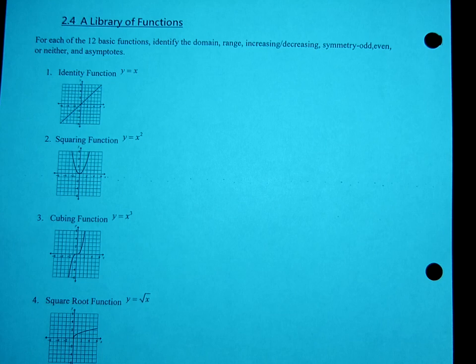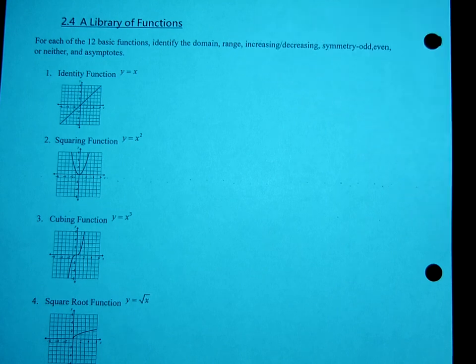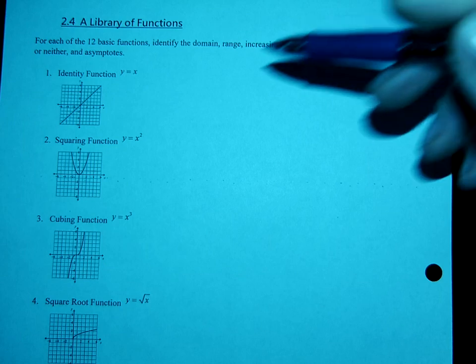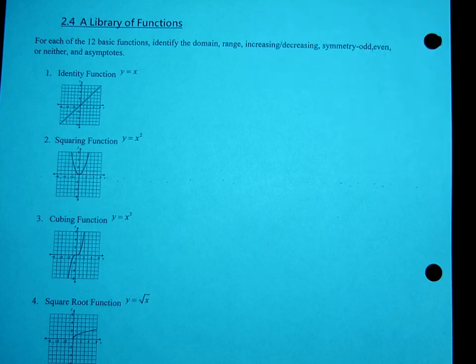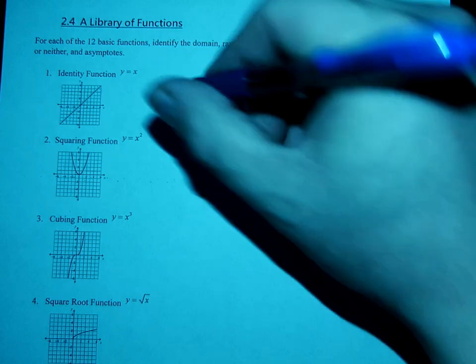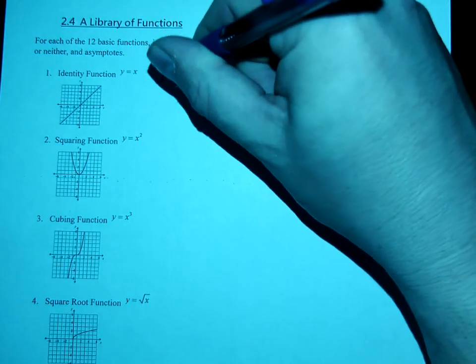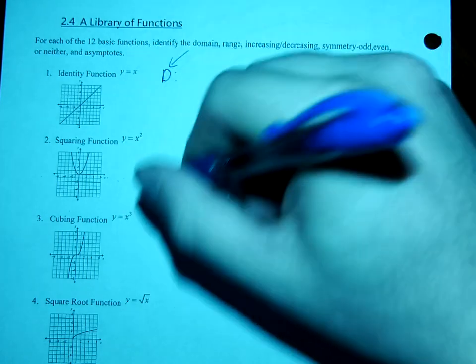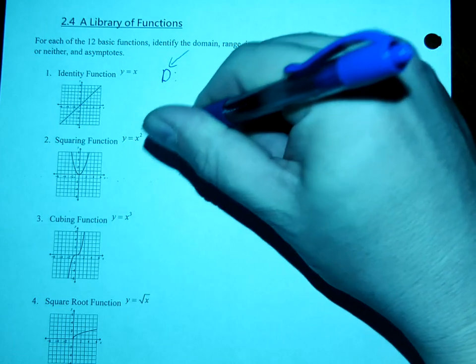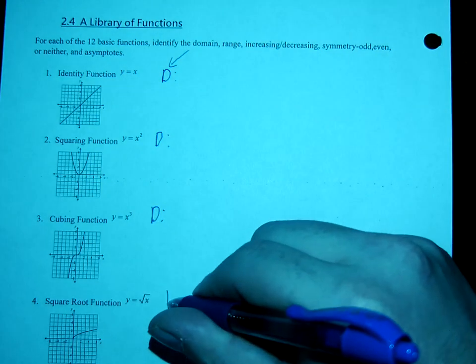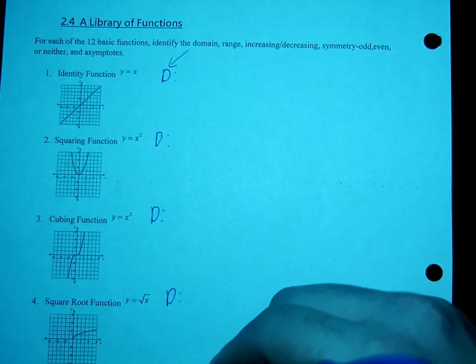So first thing we're going to discuss is the basic functions, the 12 basic functions. We're going to do domain, range, increasing, decreasing, symmetry, and then asymptotes. So there's a lot of things to talk about here. For domain, we're going to call this D. And we're going to talk about this for all the functions first, and then we're going to come back and do the range for all of the functions.